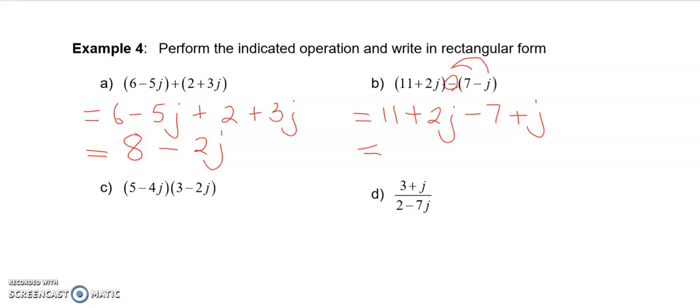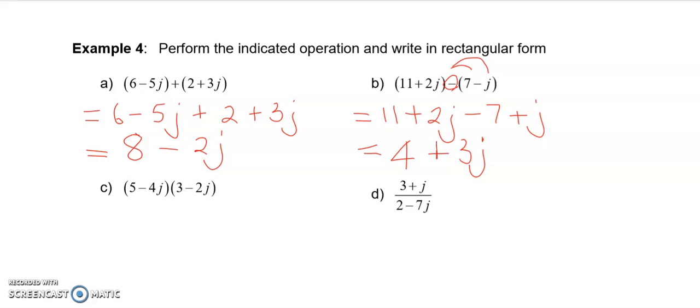But once you've done that, then it's just as simple as the addition. Combine your real parts, 11 subtract 7, that's 4, and plus 2j plus j is plus 3j. So there's your result right there.